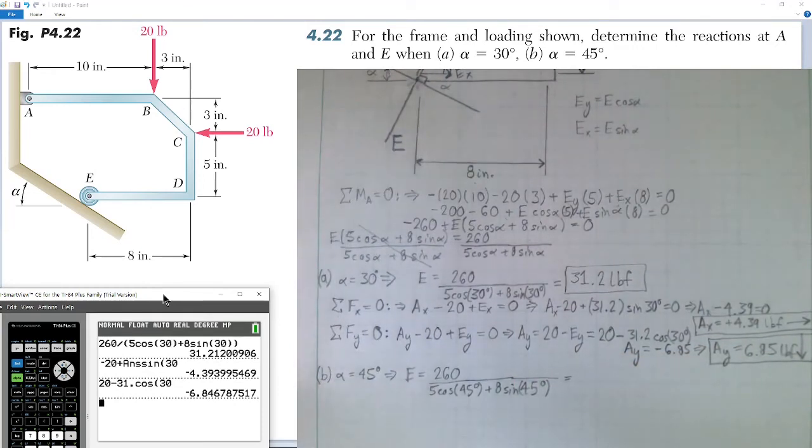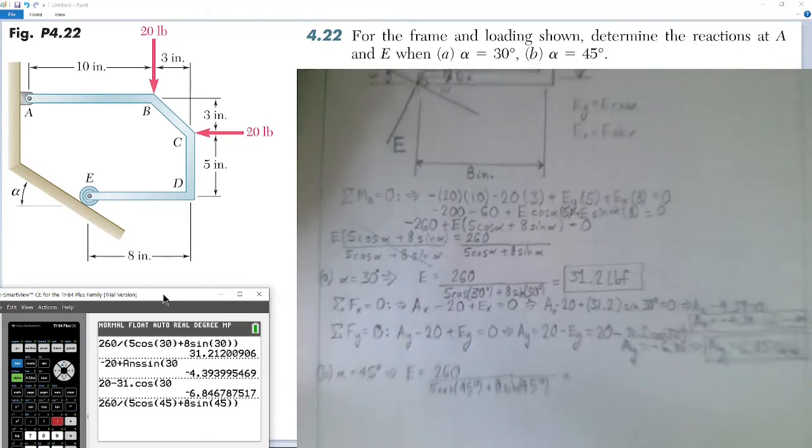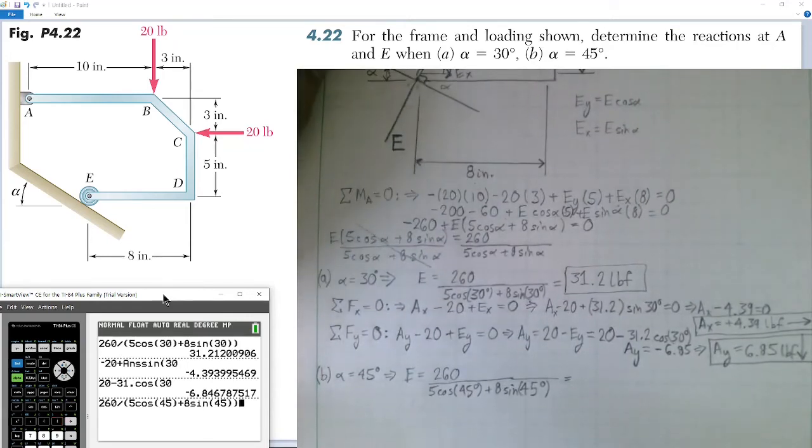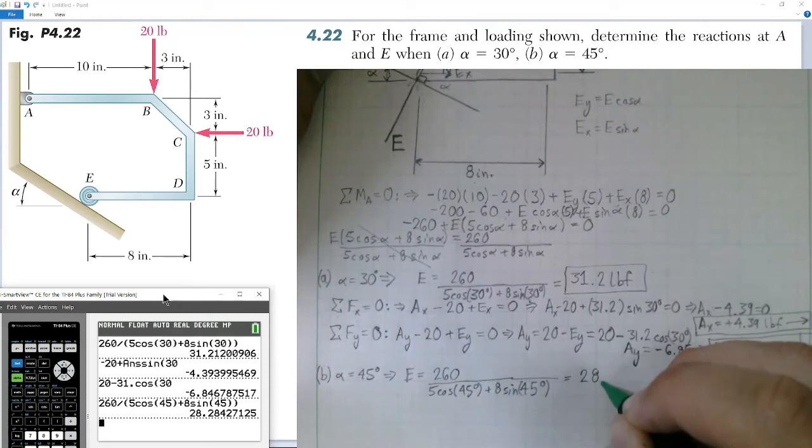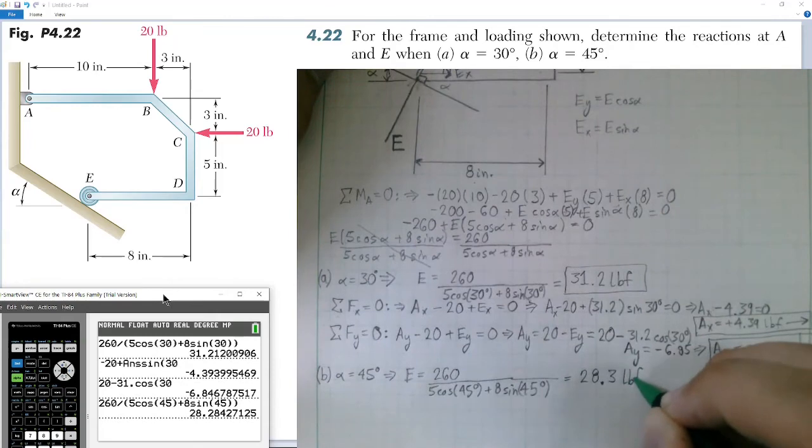So we'll get a value for E now. We'll say 260 divided by, in parentheses, 5 cosine of 45 degrees plus 8 sine of 45 degrees. And we'll make sure we're dividing with the denominator in parentheses. So we get a value for E equal to 28.28. We'll round it up to 28.3 pounds of force.